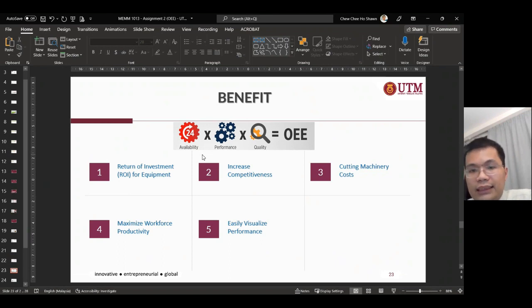And the fifth one will be easily visualizing the performance. So overall equipment effectiveness emphasizes visibility. It lets you visualize the production problems instead of having to rely on your best guess, by highlighting the biggest sources of the production losses in one single percentage. So everyone can see what is working, where improvement is needed, and what the status is at the moment.